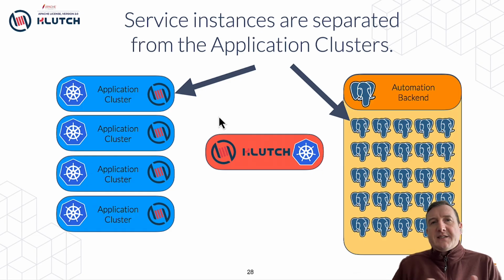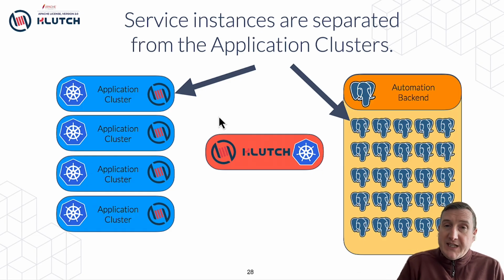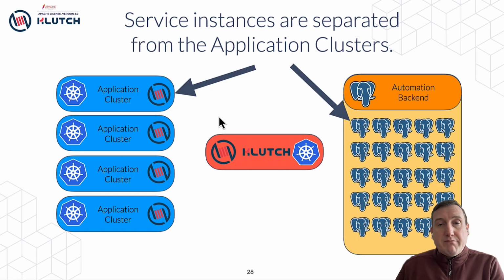The main achievement here is that the service instances are separated from the application cluster, which means that the automation backend can be operated by platform teams that are specialized in doing that. If you create thousands of data service instances, that's a best practice and helps to get the pain of running databases away from your application developer teams.